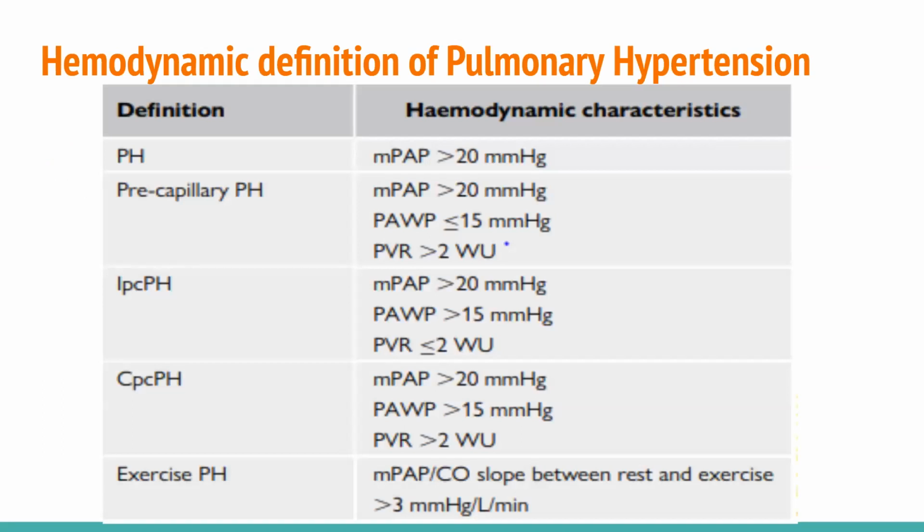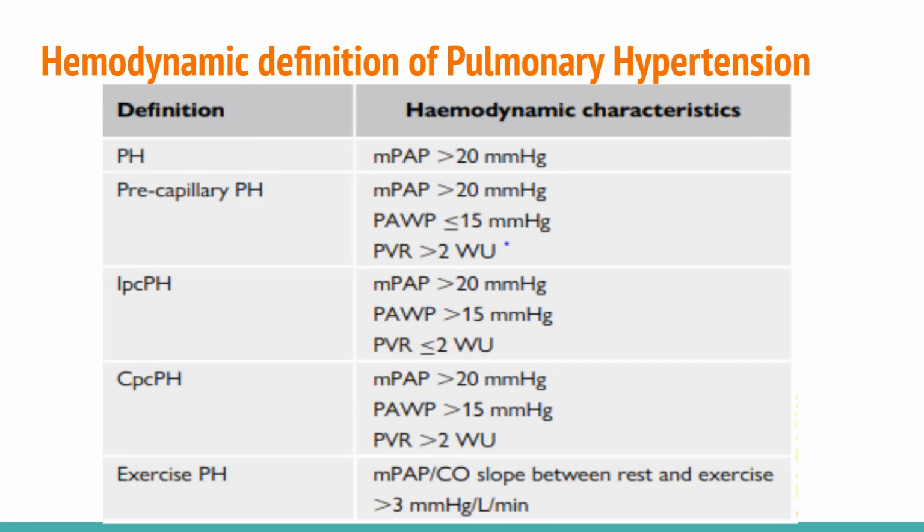While defining the hemodynamic definition, we take into consideration the mean pulmonary artery pressure, pulmonary artery wedge pressure, and pulmonary vascular resistance. So pulmonary hypertension itself is defined as mean pulmonary artery pressure being more than 20 millimeters of mercury at rest. Pre-capillary pulmonary hypertension, mean pulmonary artery pressures are more than 20 millimeters of mercury. Wedge pressures are less than 15 millimeters of mercury, and pulmonary vascular resistance is more than 2 Wood units. If it is an isolated post-capillary pulmonary hypertension, pulmonary artery wedge pressures are more than 15 millimeters of mercury, and pulmonary vascular resistance is less than 2 Wood units.